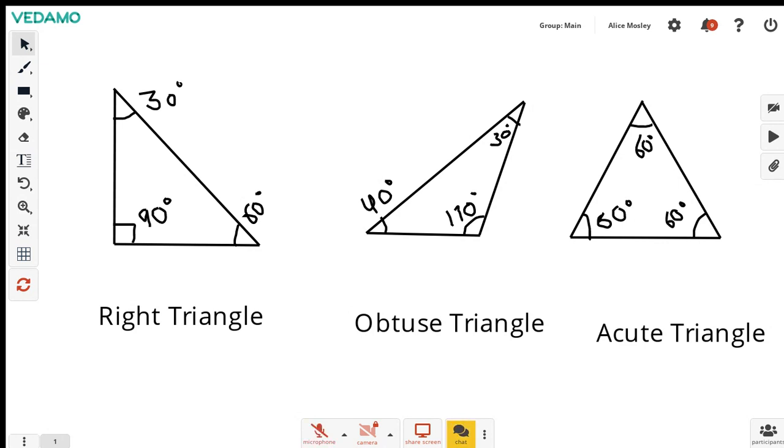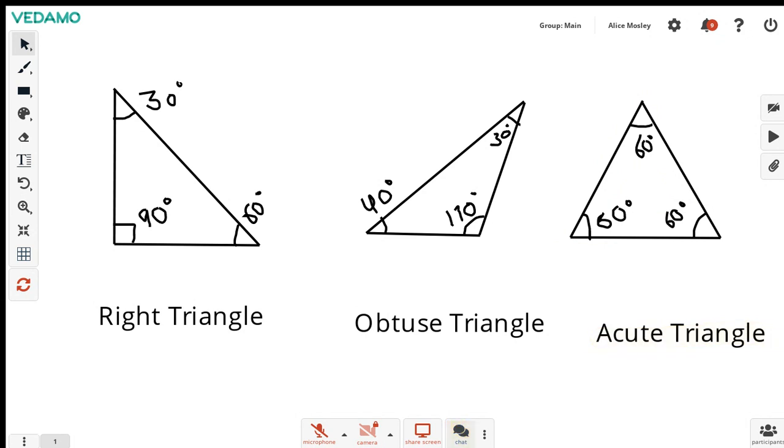So if you find a 90 degree angle inside a triangle, it is always a right triangle. If you find any angle which is greater than 90 degrees, you will call it an obtuse triangle. And if all the angles are less than 90 degrees inside, it means it is an acute triangle.